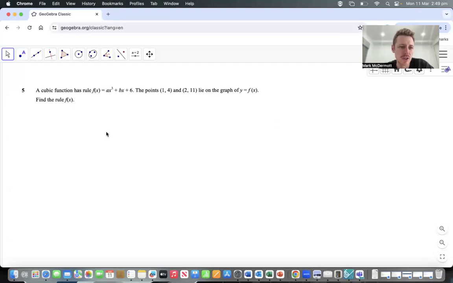So this question says you have a cubic function f of x equals ax cubed plus bx plus 6. The points (1, 4) and (2, 11) both lie on the graph. Find the rule for f of x.